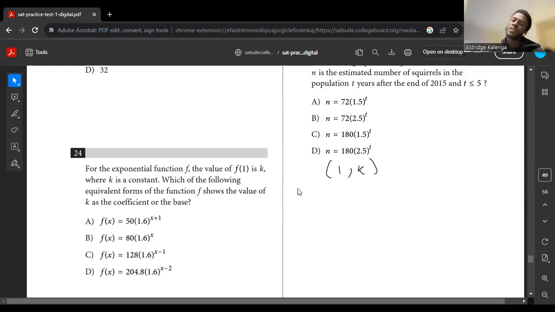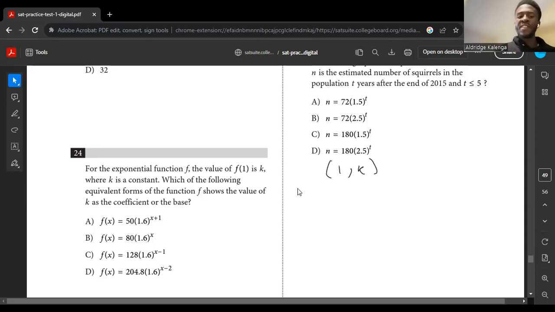All right. So it says for the exponential function f, the value of f of 1 is k, where k is a constant. Which of the following equivalent forms of the function f shows the value of k as the coefficient or the base?